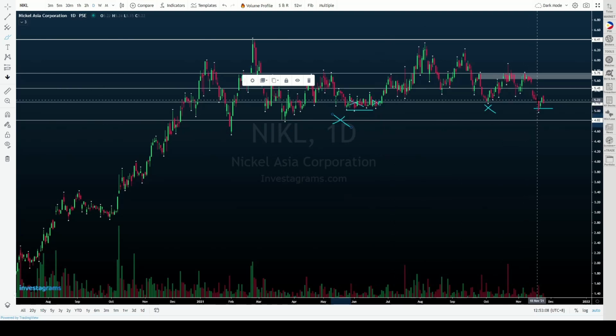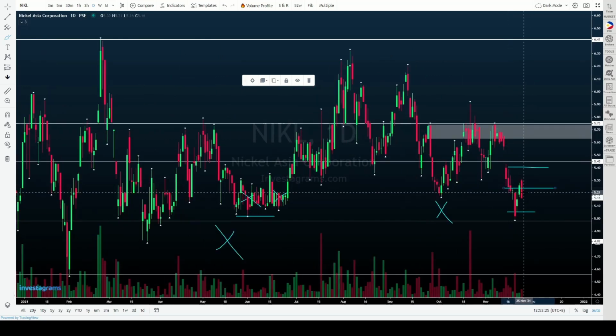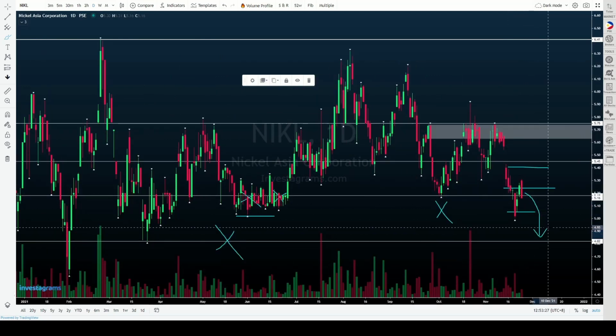Now, syempre, as always, price comes down, it bounced up. Tapos nakahanap siya ngayon ng resistance dito sa area of small, parang very brief consolidation na to. Tapos nag-form tayo ng bearish engulfing. So let me zoom in. Nag-form tayo ng bearish engulfing. So baka next step natin is to push lower. Either balikan natin tong low dito or as discussed kanina, balikan natin yung 4.82.